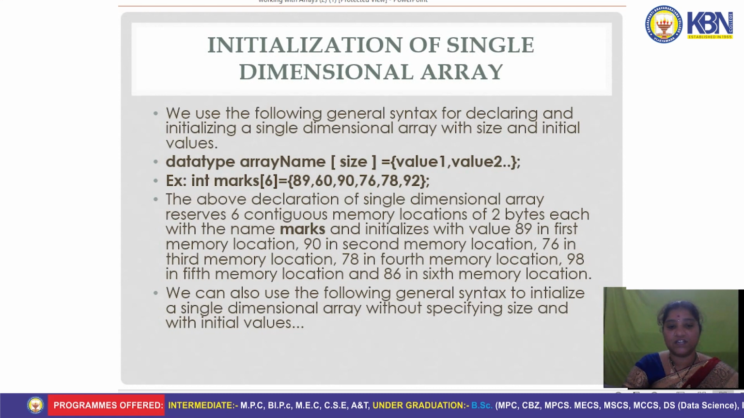So the above declaration of a single dimensional array reserves 6 contiguous memory locations of 2 bytes each with the name marks, and initialization with the value 89 in the first memory location, 90 in the second memory location, 76 in the third memory location, 78 in the fourth memory location, 98 in the fifth memory location, and the last one, 86, in the sixth memory location.